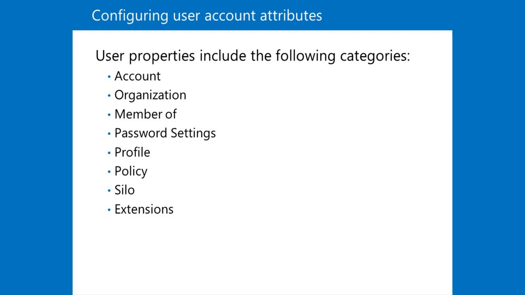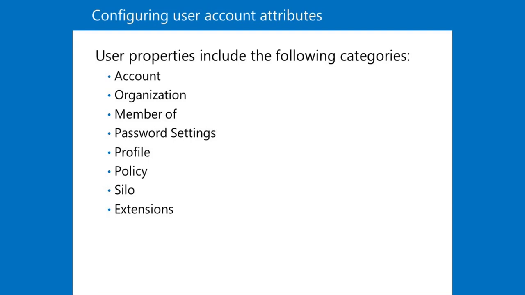Account is trusted for delegation. You can use this property to allow a service account to impersonate a standard user to access network resources on behalf of a user. Organization. This includes properties such as the user's display name, office, email address, various contact telephone numbers, managerial structure, department and organization names, addresses, and other properties. Member of. Use this section to define group memberships for the user. Password settings. This section includes password settings that apply directly to the user.